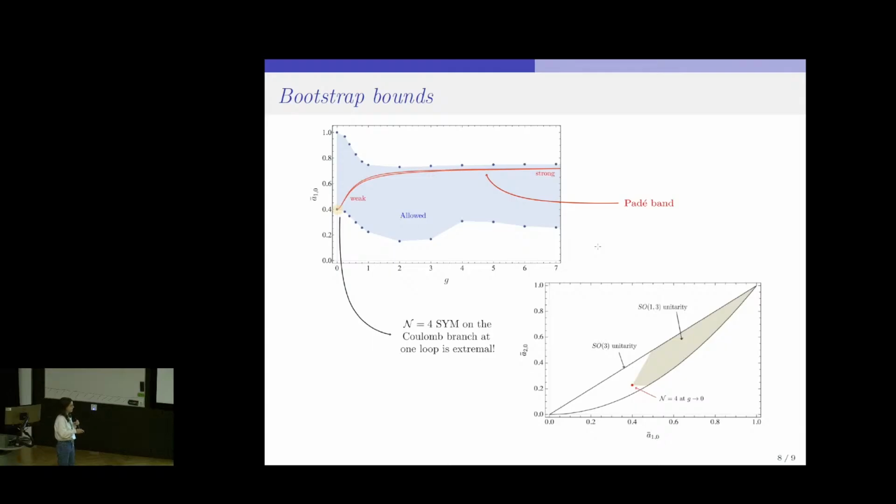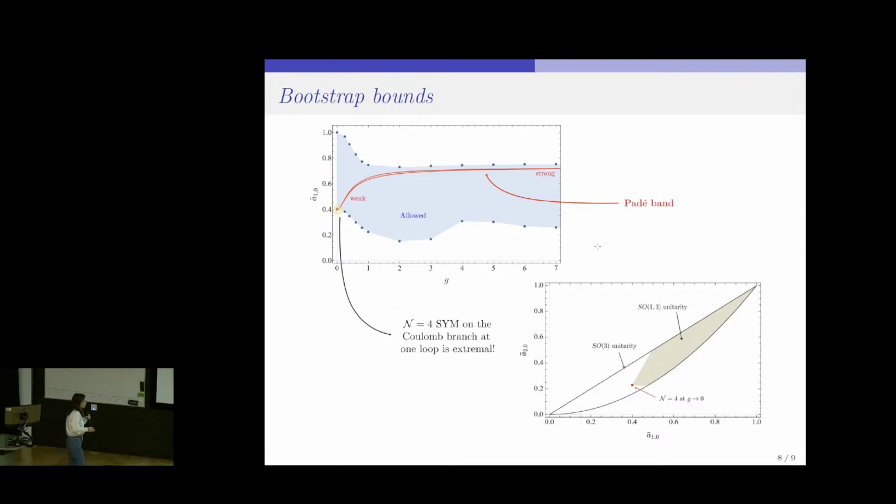Using SO3 unitarity, we find this region here encoded in this black line. But if we use SO(1,3) unitarity, you magically see that the region shrinks, and there is a kink and a minimum, and this minimum precisely corresponds to N equal 4 super Yang-Mills at one loop. So this was a surprising result because we saw that N equal 4 super Yang-Mills at one loop on the Coulomb branch is extremal. Then here, notice that at strong coupling, our upper bootstrap bound goes closer and closer to the strong coupling data.